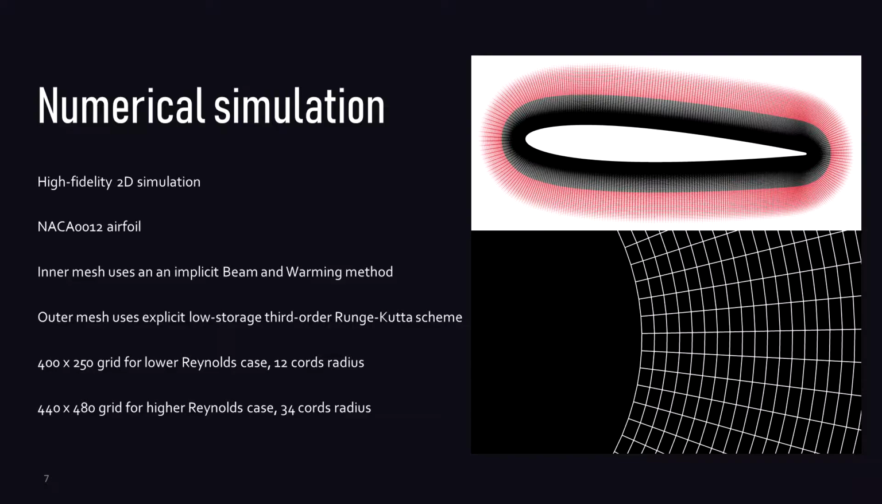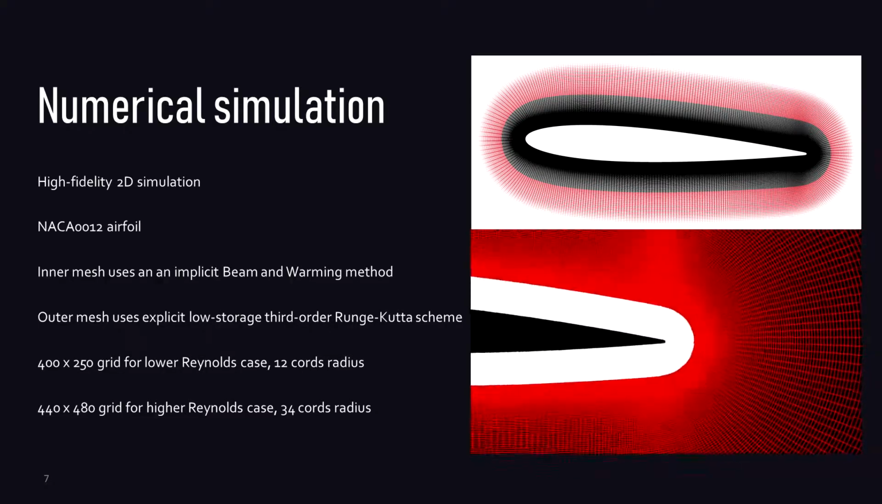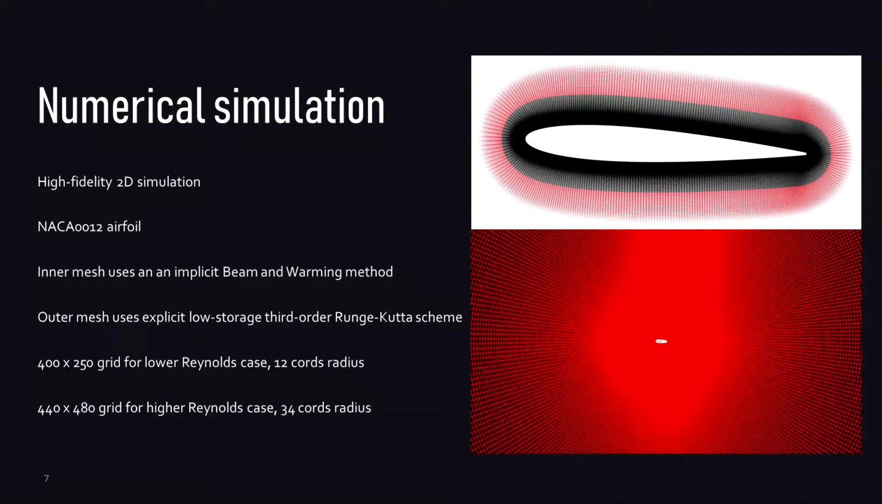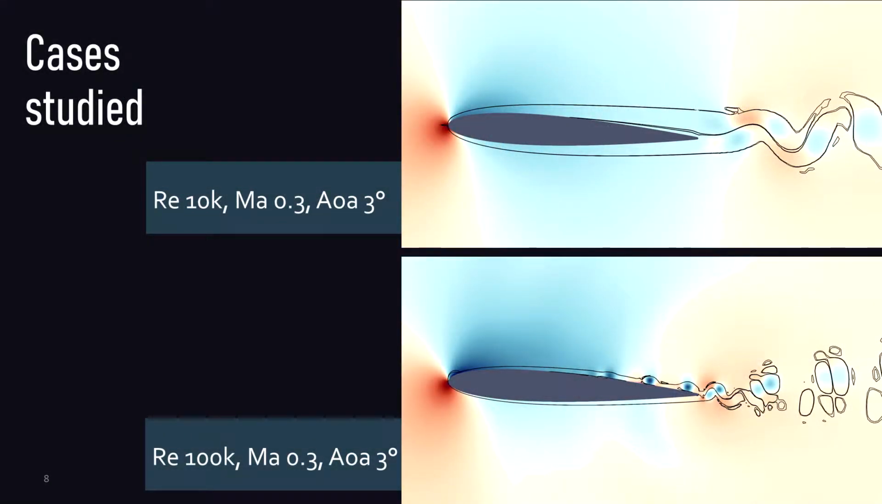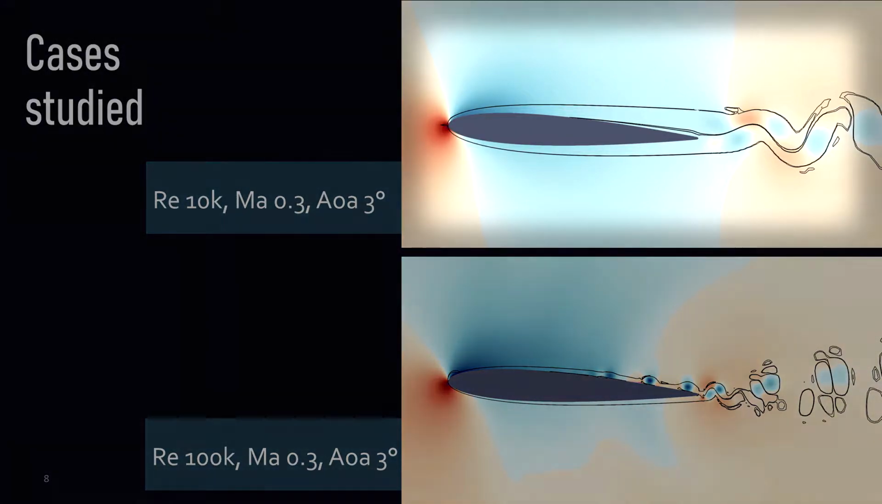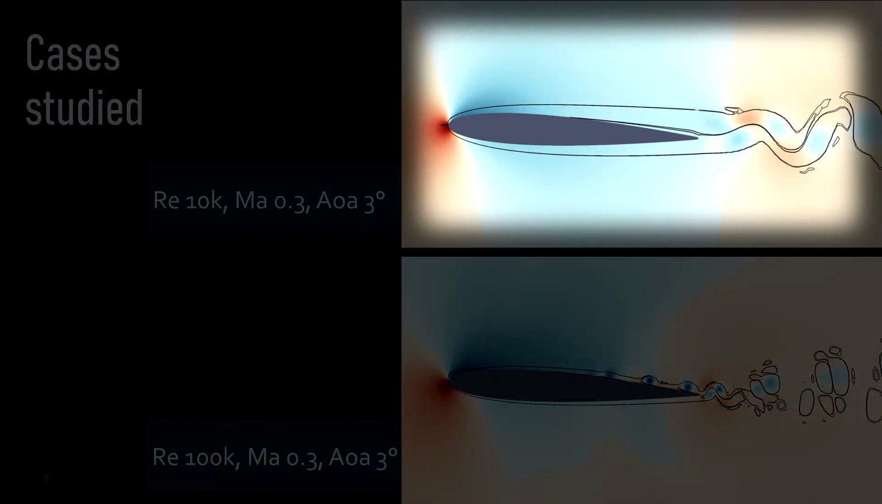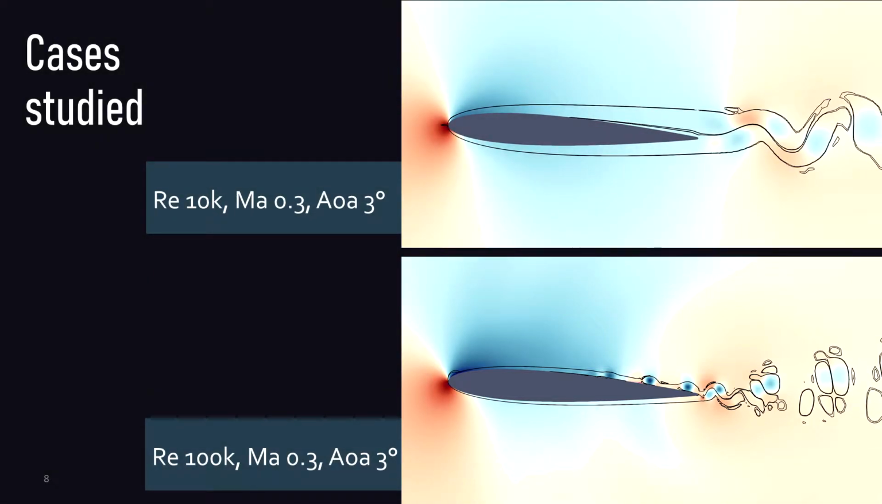We use two different sets of grids for different Reynolds numbers. The lower Reynolds case is shown in the upper figure, while the animation in the bottom figure shows the mesh for the higher value case. Both cases studied are for Mach 0.3 and a 3-degree angle of attack. The Reynolds numbers chosen for each one are 10,000, at which the flow develops a von Karman vortex street, and 100,000, where Tollmien-Schlichting instabilities produce structures along the suction side.